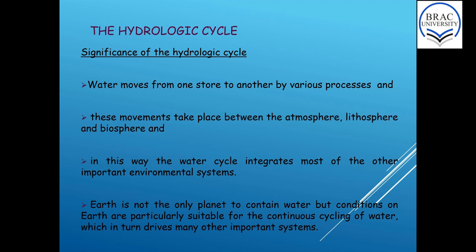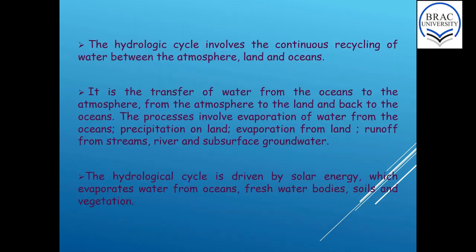Earth is not the only planet to contain water, but conditions on Earth are particularly suitable for the continuous cycling of water, which in turn drives many other important systems. The hydrological cycle is a continuous recycling of water among atmosphere, land, and oceans. The hydrological cycle involves the exchange of energy, which leads to temperature changes. Like whenever there is evaporation, it takes up energy from its surroundings and cools the environment. And whenever there is condensation, it releases energy and warms the environment. These heat exchanges influence climate.